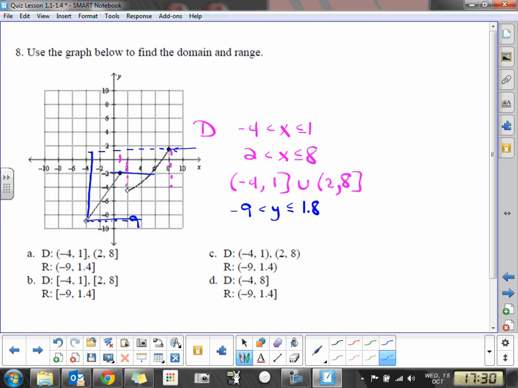So let's take a look at our options. We got the y values that are going from -9 all the way up to and including a number close to 2 here. Or let's see. What do we got? We got this that matches the domain, -4 to 1. Yes, that matches. And we have -9 to 1.4. So I don't know where they're getting the 1.4. It definitely looks higher than 1.4 to me. But it looks like we should be looking at letter A for your domain and range.